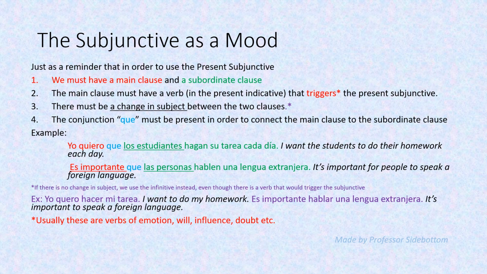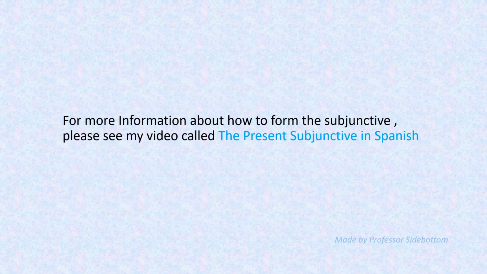Es importante hablar una lengua extranjera. It's important to speak a foreign language. Notice that here we maintain the impersonal. It is important to speak. It's still impersonal to impersonal. So we don't have the subjunctive, we have the infinitive. For more information about how to form the subjunctive, please see my previous video called The Present Subjunctive in Spanish.